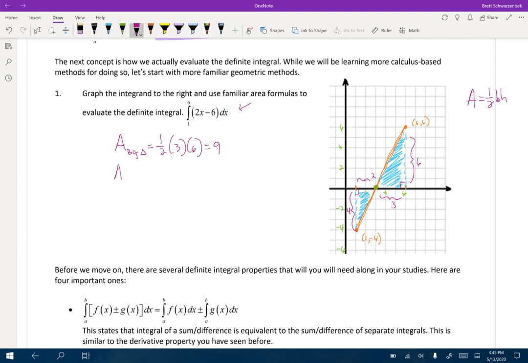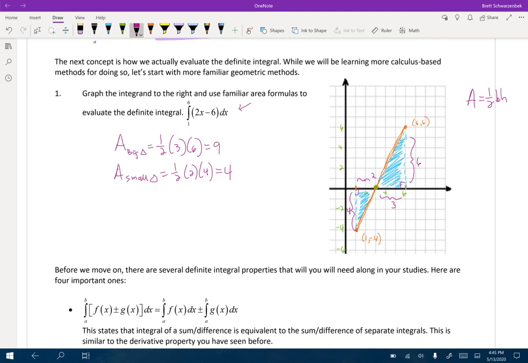What about the area of the smaller triangle? That's going to be 1/2 times 2 times 4, which is going to give you 4. So by looking at this picture, we basically have these two areas. Now, does that mean that the area under the curve is 13 for our problem? Hopefully after going through all this, you say no, because any area below the curve is negative.